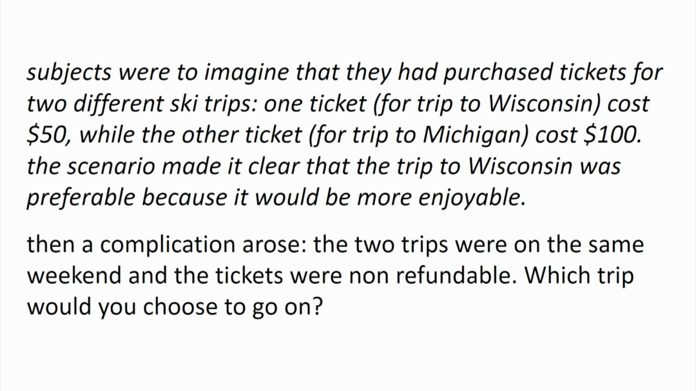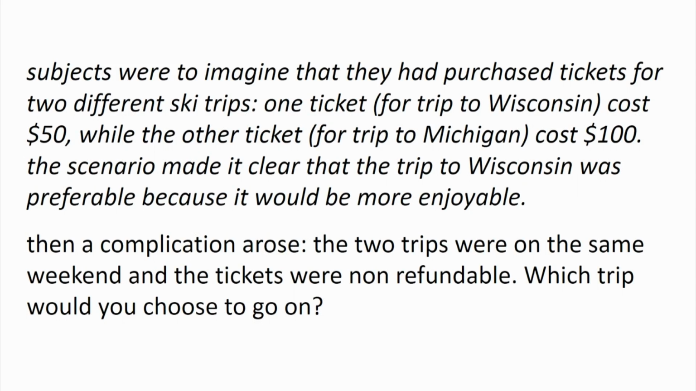So, basically there are two trips that you buy a ticket to, a ski trip. One is to Wisconsin and the other is to Michigan. The cost of the Wisconsin ticket is $50, the cost of the Michigan ticket is $100. Both are ski trips, but this information is provided to you that the Wisconsin trip is more desirable, it is more fun, and so it is more preferable. So, now you have decided to go to both the places.